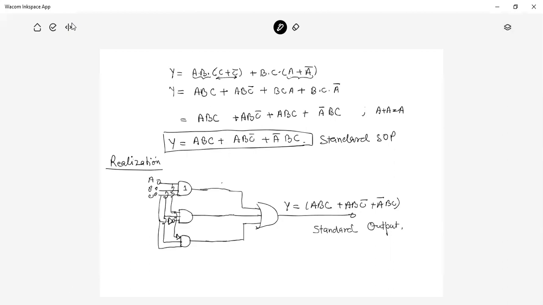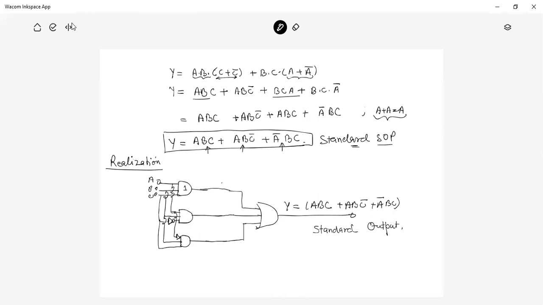We know that A, B, C and B, C, A are the same, and the same term appears two times. So the value is A, B, C plus A, B, C bar, plus A bar, B, C. In this way each term contains three literals, and therefore it is termed as standard SOP.